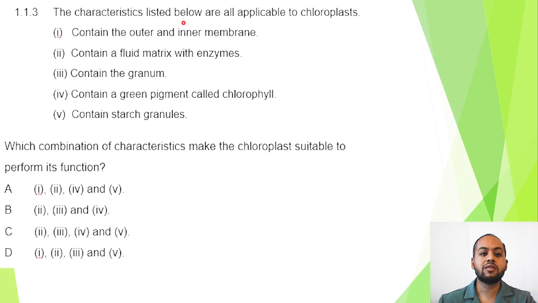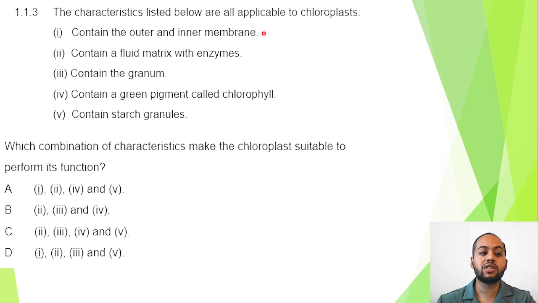The characteristics listed below are all applicable to chloroplasts. Contain the outer and inner membrane. Contain a fluid matrix with enzymes. Contain the granum. Contain a green pigment called chlorophyll. Contain starch granules. Which combination of characteristics make the chloroplast suitable to perform its function? And remember that the ultimate function of the chloroplast is to undergo that process of photosynthesis. So which of the combinations is going to make the chloroplast suitable to perform its function?